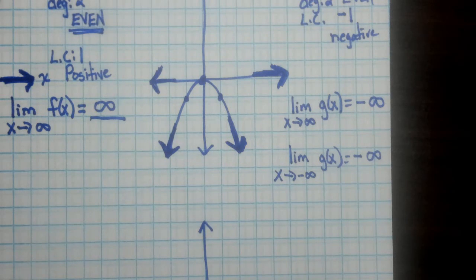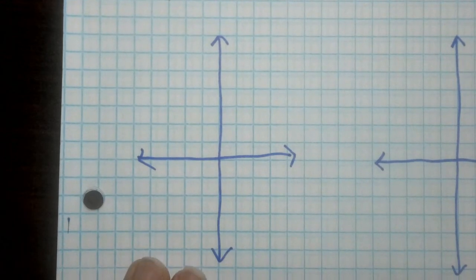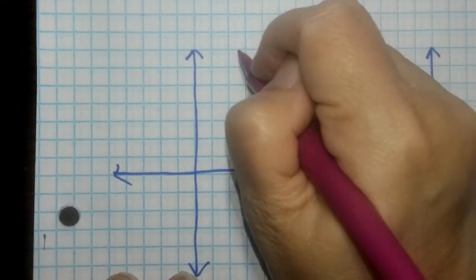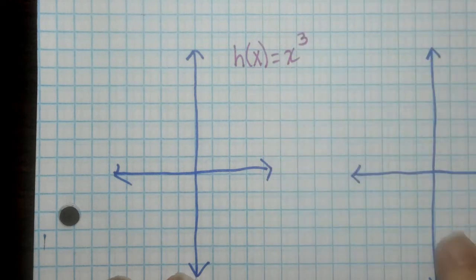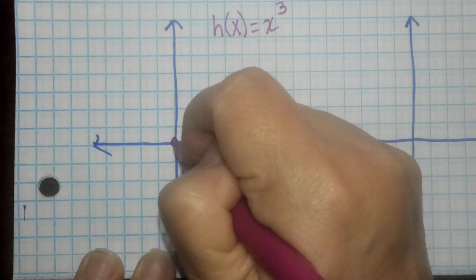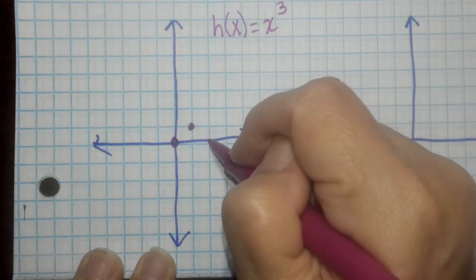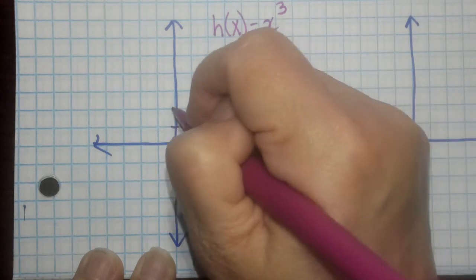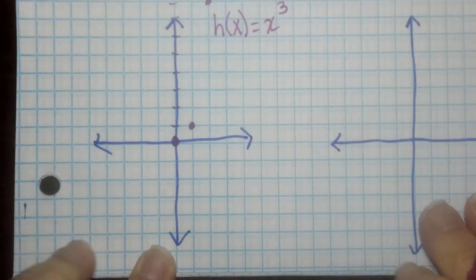Alright, I'm going to switch colors for my other two. So now we're going to switch parent functions. Now we're going to go to the lovely x cubed cubic function. I'm going to say h of x is equal to x cubed. That's my parent cubic function. I know it goes through 0, 0. If I plug in a 1, 1 cubed is 1. If I plug in a 2, 2 cubed is 8. 3, 4, 5, 6. Way the heck up there.